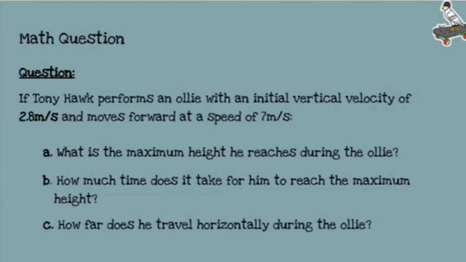That question is, if Tony Hawk performs an ollie with an initial vertical velocity of 2.8 meters per second and moves forward at a speed of 7 meters per second, we have to solve for A, what is the maximum height he reaches during the ollie? B, how much time does it take for him to reach the maximum height? And C, how far does he travel horizontally during the ollie?